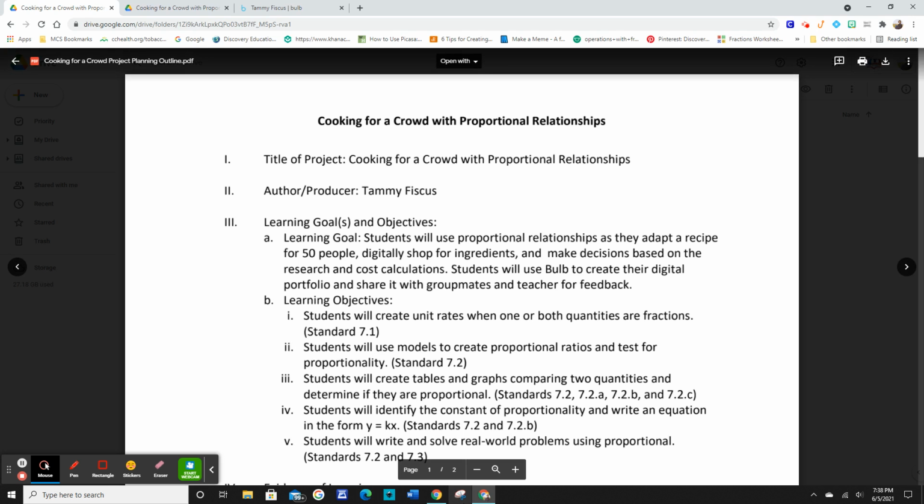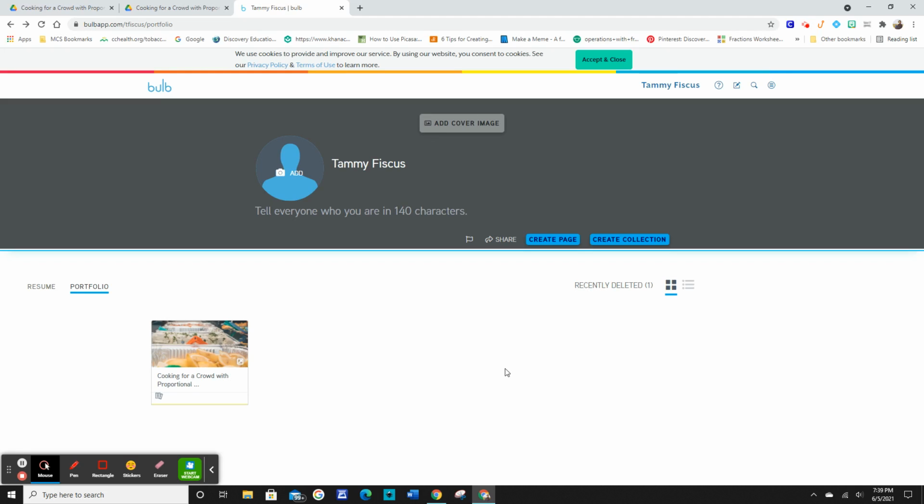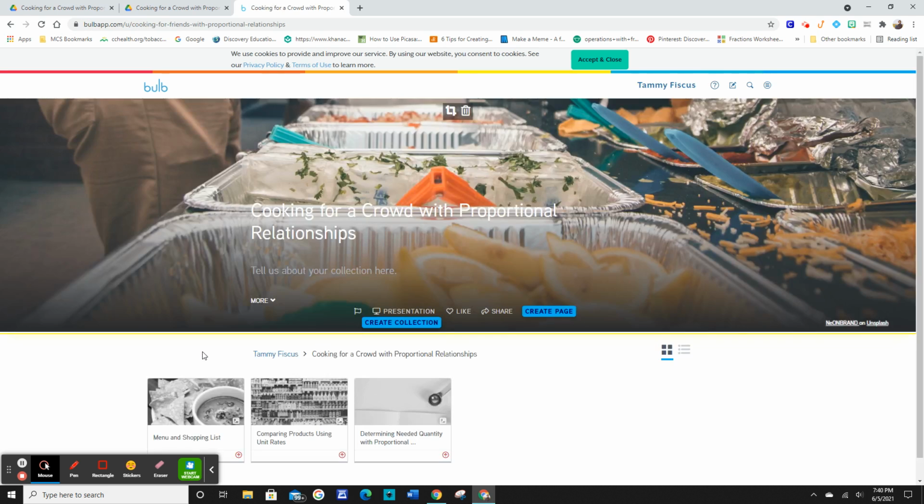Before I begin, I want to take you to the website and give you an overview of the project. This website is called Bulb, and you access it through bulbapp.com. It is a way for students to create online digital portfolios to showcase their work. I've already started the project, Cooking for a Crowd, so that I have one as an example for my students.